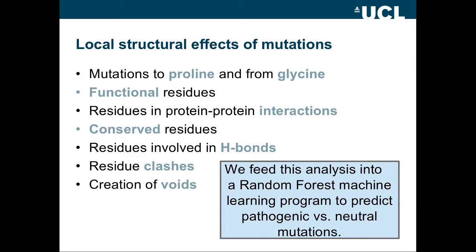So what we do is take this sort of analysis and a few other factors that we look at and feed the results into a random forest machine learning predictor in order to predict pathogenic versus neutral mutations. We've actually also modified the same idea and used it in the prediction of two different phenotypes related to heart disease.